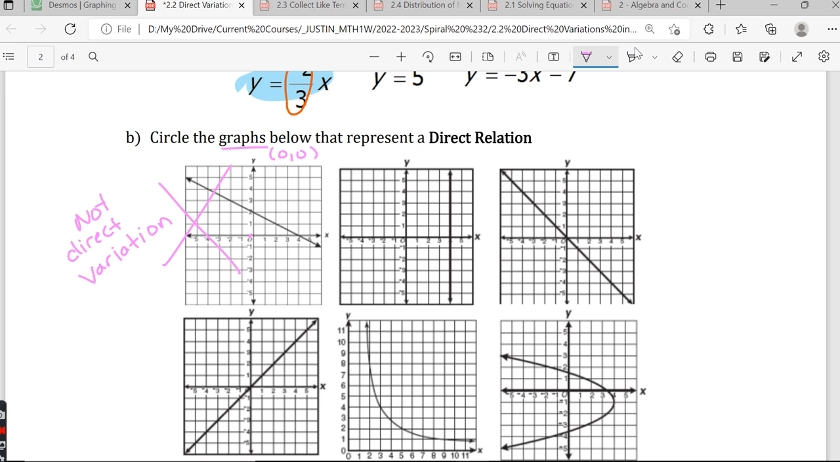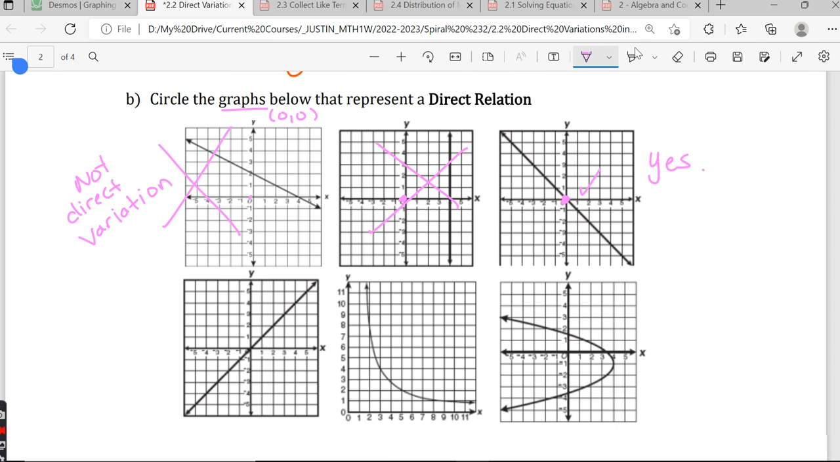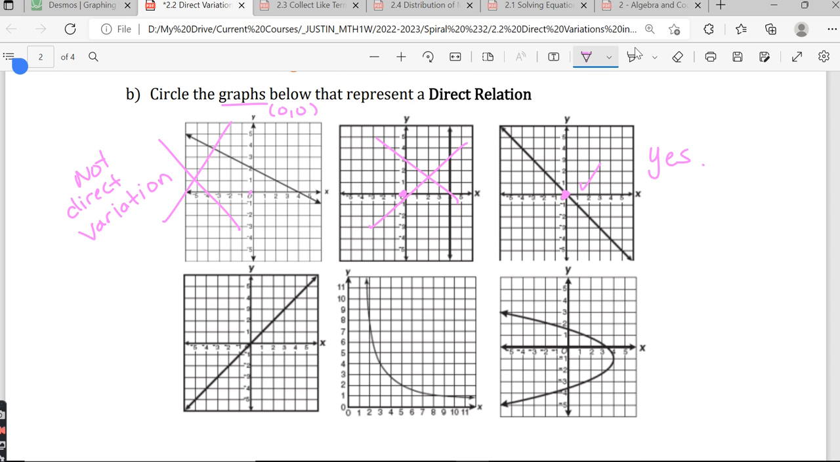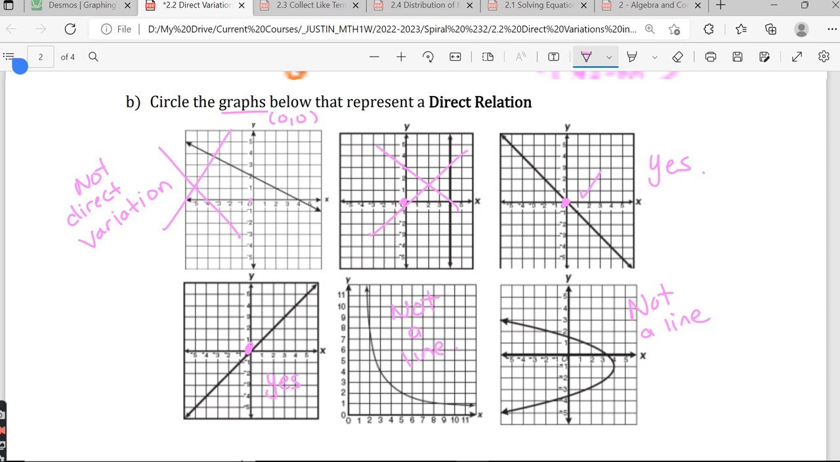How about the next one? Nope, doesn't cross through 0, 0. Not a direct variation. How about this one? It sure does. So yes, it is direct variation. And it needs to be a line too. Here's another one. Yes, this is another example of a direct variation. How about this one? It's not even a line, so no, not a line. And this last one, again, not a line, so not an example of direct variation.